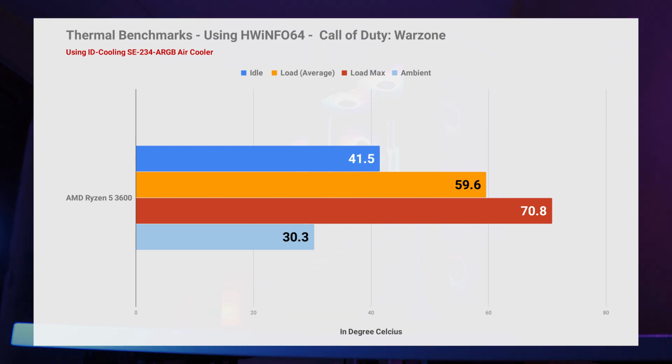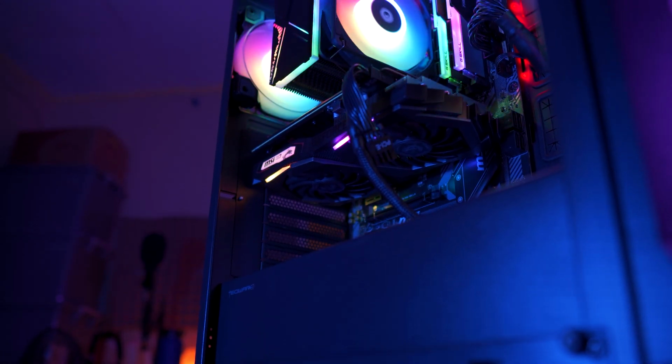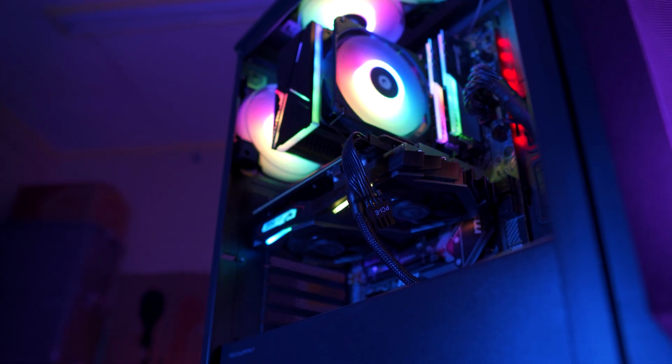So as you can see, even with a tasking game like Call of Duty Warzone, our new PC build right here with 6 ID Cooling DF12025 case fans and an ID Cooling SE234ARGB air cooler inside a mesh Tecware Alpha TG is pretty cool in both thermal performance and of course aesthetics. So to conclude, I honestly think that our finished build right here has a good balance when it comes to components, except probably for our overkill power supply.